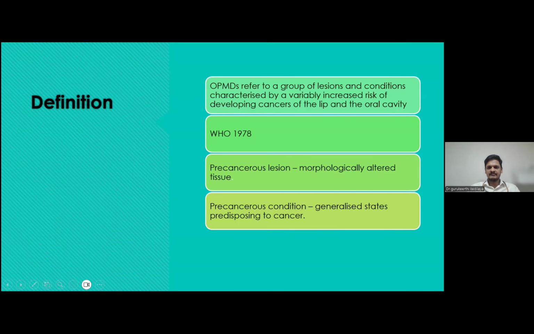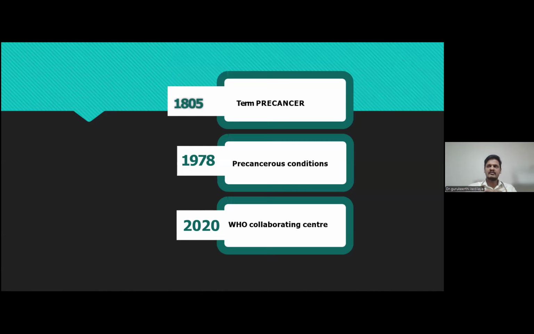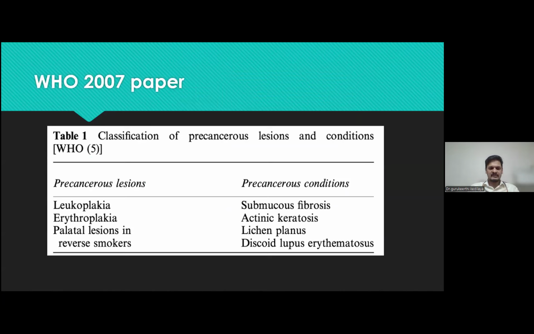So, as the name suggests, OPMDs refer to a group of lesions having a questionable risk of malignancy, mostly developing in the area of the lip and oral cavity. Before 1978, before the WHO Collaborating Center meeting, these lesions were categorized as precancerous lesions or precancerous conditions. Later, in 2005, in the subsequent meeting, and also in 2017, these terms were removed and included under one heading, that is oral potentially malignant disorders. The term pre-cancer was coined way back in 1805, and subsequently the definitions were changed multiple times, and now we categorize these under one heading, that is OPMDs.